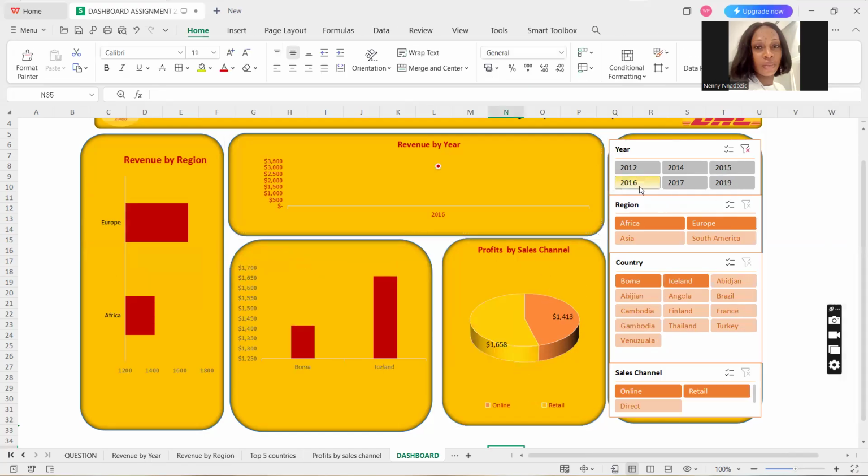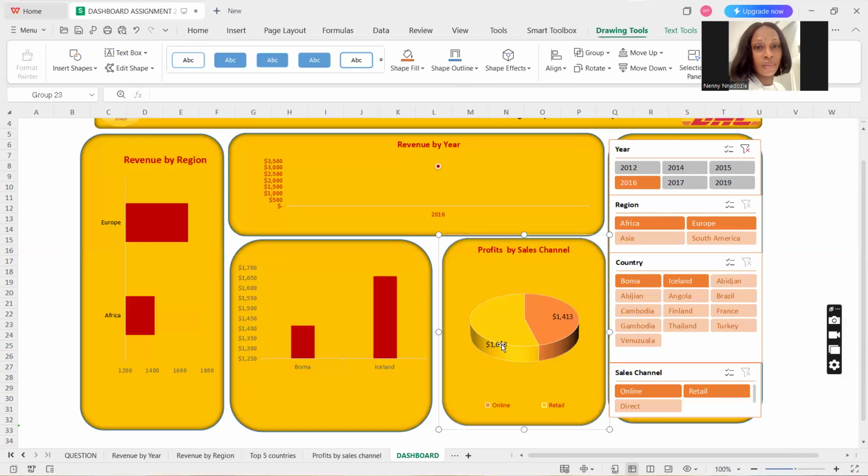The same goes for 2016. Look at it. See the profit that was made in 2016, $3,071. Europe and Africa were the only regions in 2016 that made profits or that made huge revenue. Then the countries that made it possible are Burma and Iceland. And they used only the online and the retail sales channel.